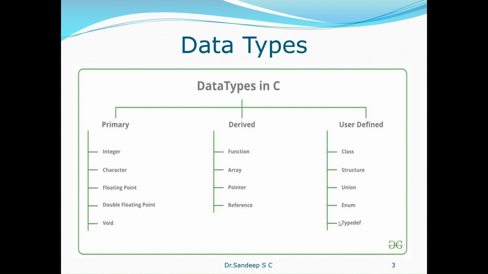Now let's see the types of data types in C. How are they classified? We have three broad classifications: primary data types, derived, and user defined. In primary data types, we again have the same things we just saw: integer, character, float, double, and one more, void.